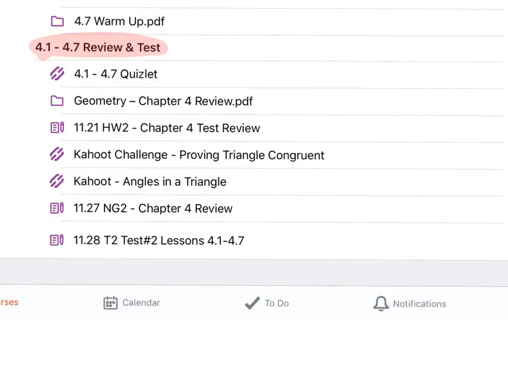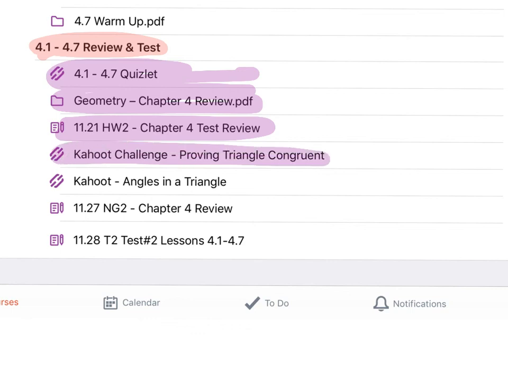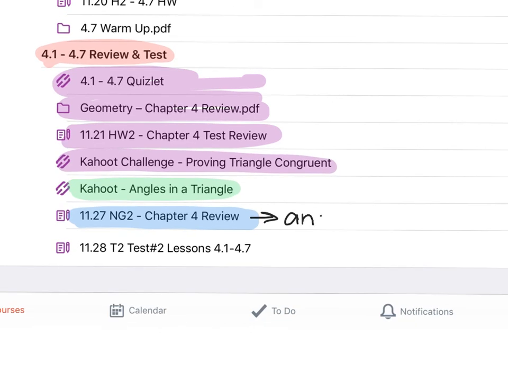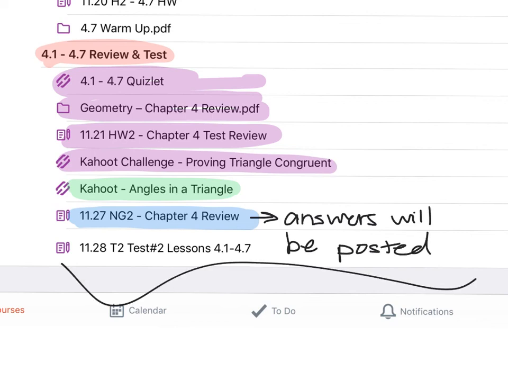So for review, you can take advantage of all the stuff that's on your module in Canvas. You've got your Quizlet that you can study. The chapter review is what we covered last week. These are the notes that we filled out last week. This was the homework that was done over the weekend, so you can take some time going back over that. This first Kahoot challenge is what we did in class, but you can definitely do the second one. And also the chapter 4 review, which is a PDF that I will post the answers to later today. So the answers will be posted. Please make sure you take advantage of this so that you're ready for your test.